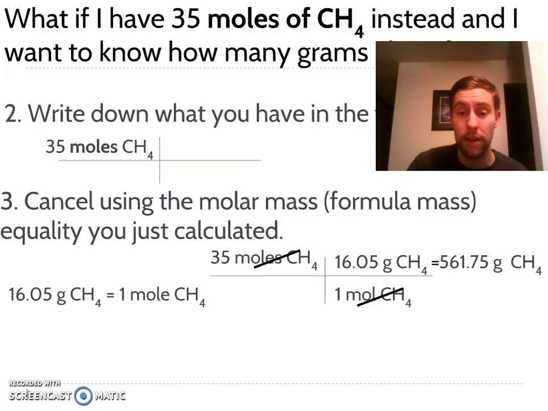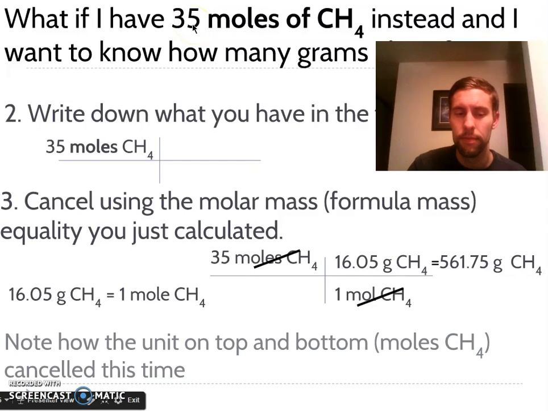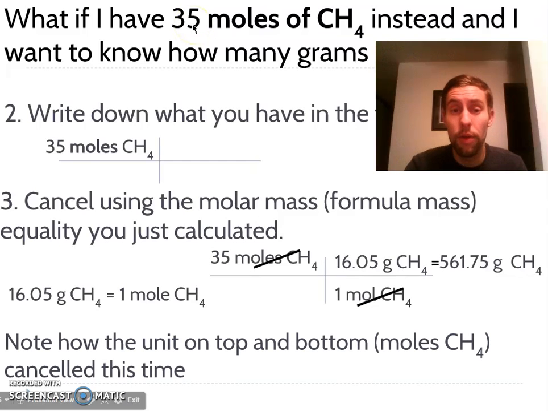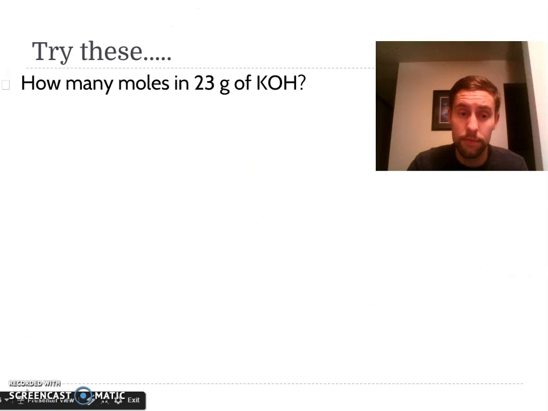561.75 grams of methane. A mole is a lot, so the mass is going to get bigger if you're trying to find mass usually. If you get a teeny number for grams, double check your work to make sure it's not correct, but 1 mole will get you a decent sized mass. So again, now top and bottom units still canceled. In this case, they're just moles instead of mass.